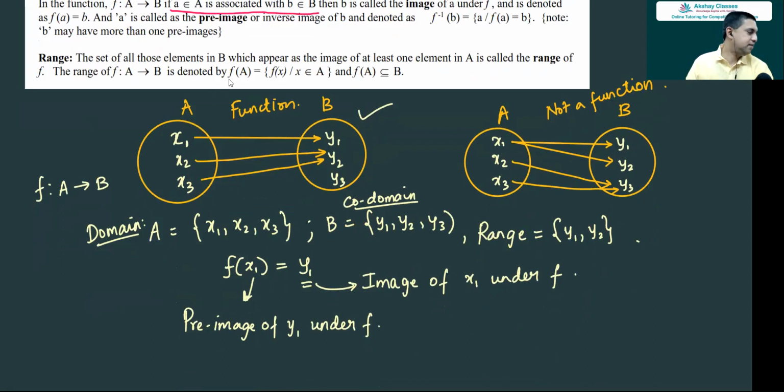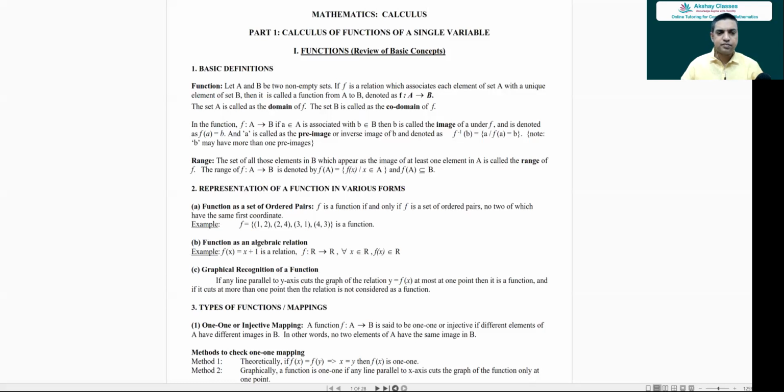All right, and we denote range like this: f of A is f of x for all x such that x belongs to A. So all the values of f of x put together give you the range. Okay, this is the basic that we have learned.